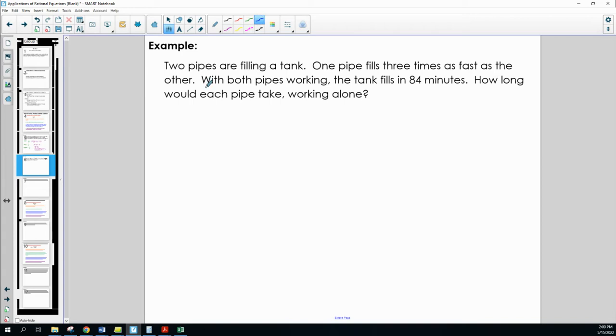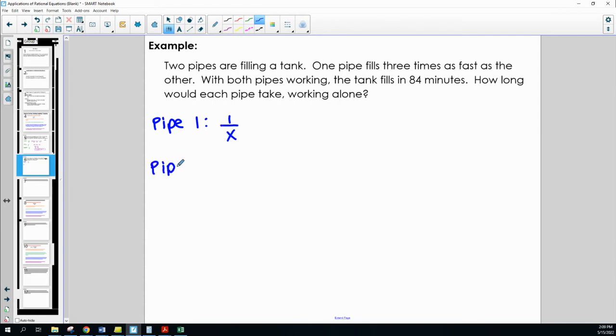Okay, here's another example. Two pipes are filling a tank. One pipe fills 3 times as fast as the other. With both pipes working, the tank fills in 84 minutes. How long would each pipe take working alone? So again, we're going to set each pipe up as its own fraction. So pipe 1, we're going to call 1 over x.